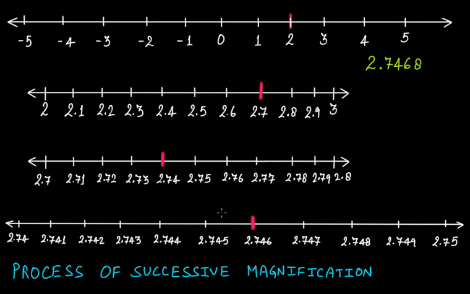And what we have done here, this representation or marking of a real number on a number line, is also called the process of successive magnification. Process of successive magnification.